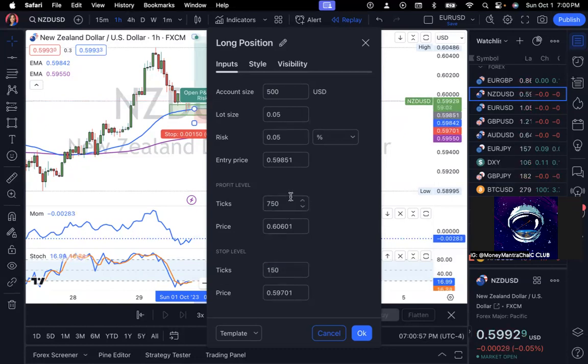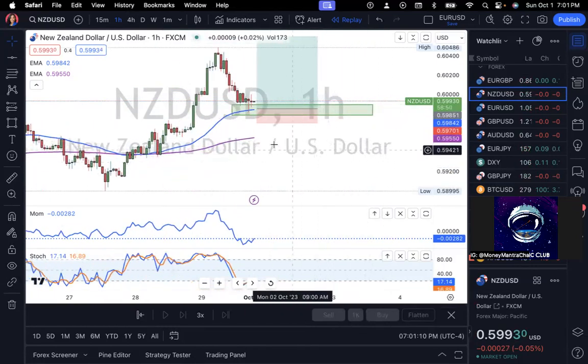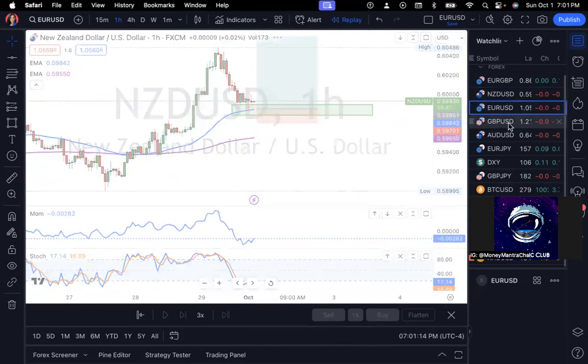That's a 1-to-5 risk to reward ratio, because you're risking 15 pips to make 75, which is 5 times 15, right? I think. So there we go. That's another potential trade idea, right? We can look at another one.